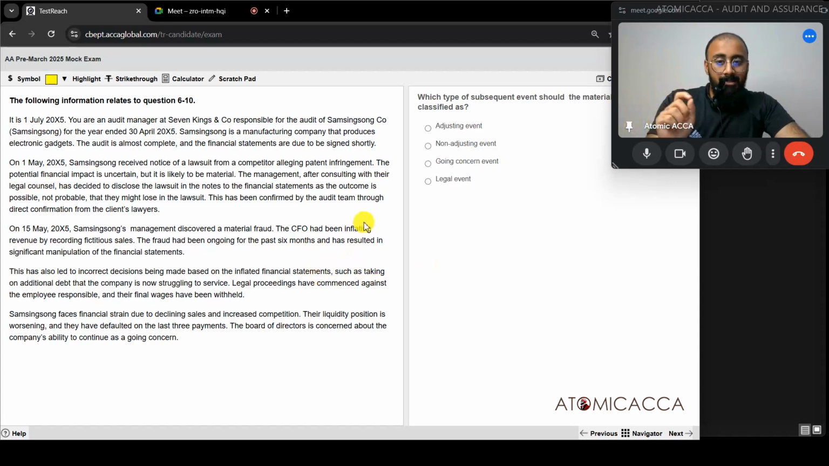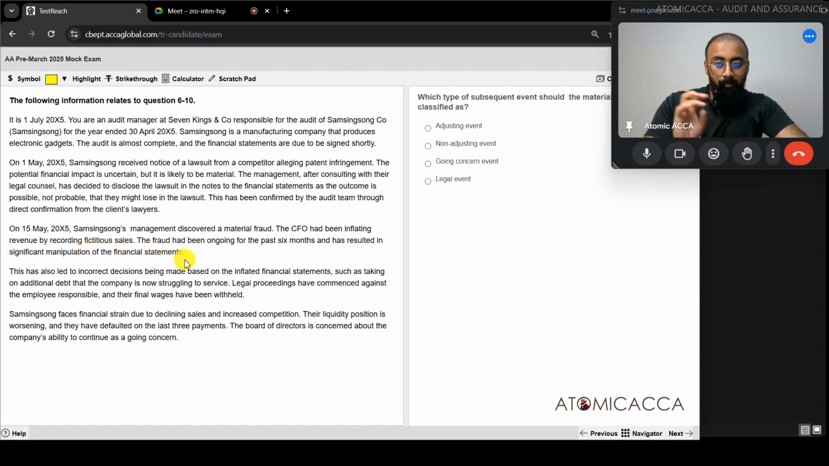Now, the CFO had been inflating revenue by recording fictitious sales, fake sales. Fraud had been ongoing for the past 6 months. When did they find this? 2 weeks from year end. Past 6 months means through the financial year this fraud was going on, which means at the reporting date whatever revenue is being recorded is a boosted, wrong figure, because fake sales are recorded within this. The past 6 months data is corrupted and has resulted in significant manipulation of the financial statement.